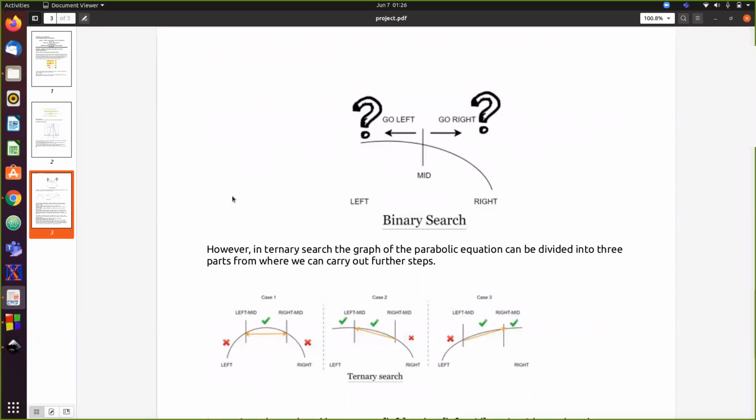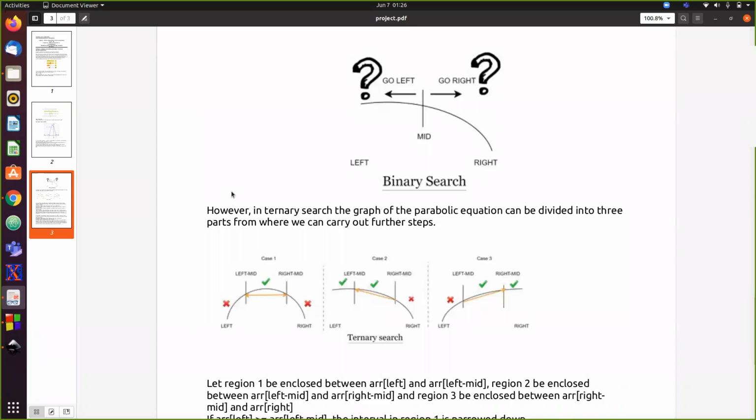So the answer to this question lies in how these searches work. Let us assume a domain from -2 to 2. Binary search, as you can see in the picture in front of you, divides this array into two parts. But the problem comes that it cannot tell us where to go next, like go towards the right or go towards the left. This problem is fixed by ternary search because it now divides the array into three parts.